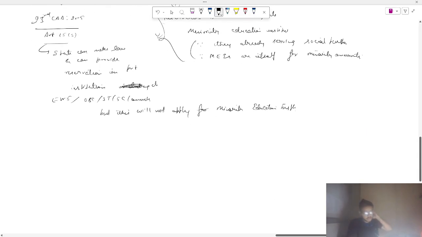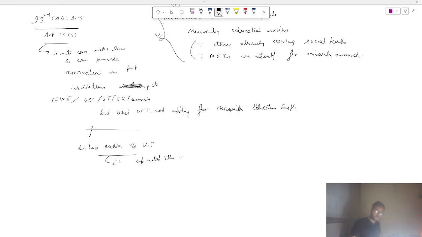This has been done by the 93rd Constitutional Amendment Act, and this has been challenged in Ashok Thakur versus Union of India, and the Supreme Court upheld the validity of Article 15(5) in that case by the Supreme Court of India.